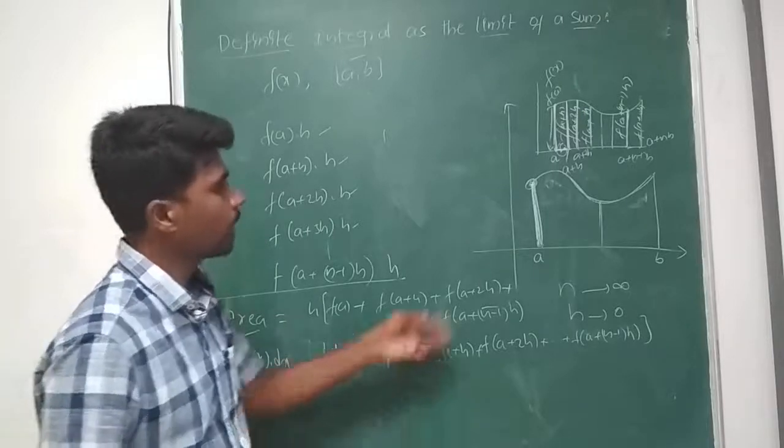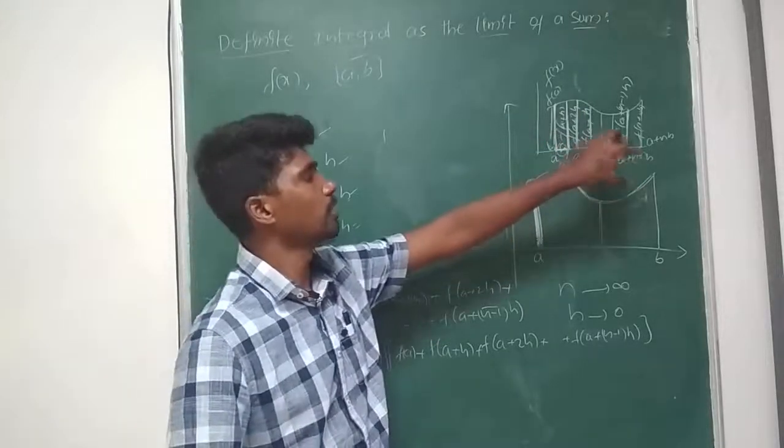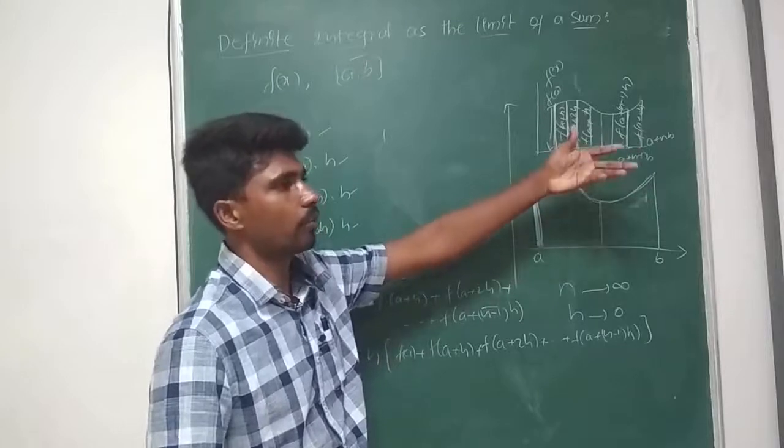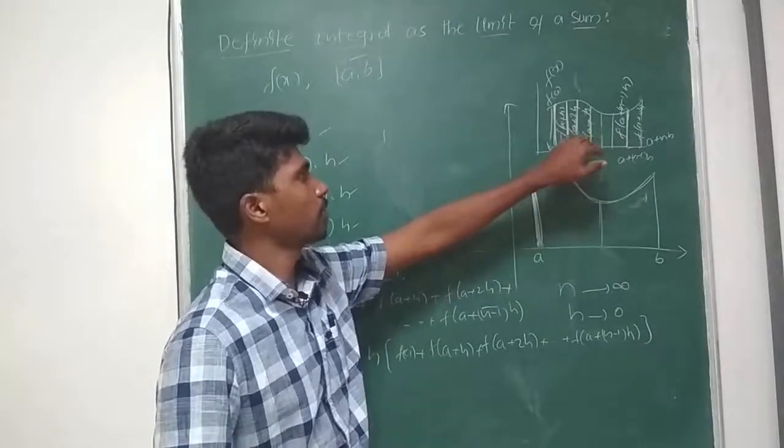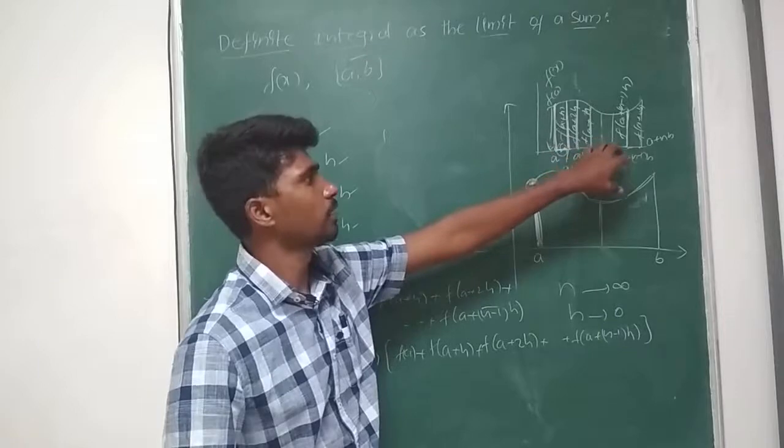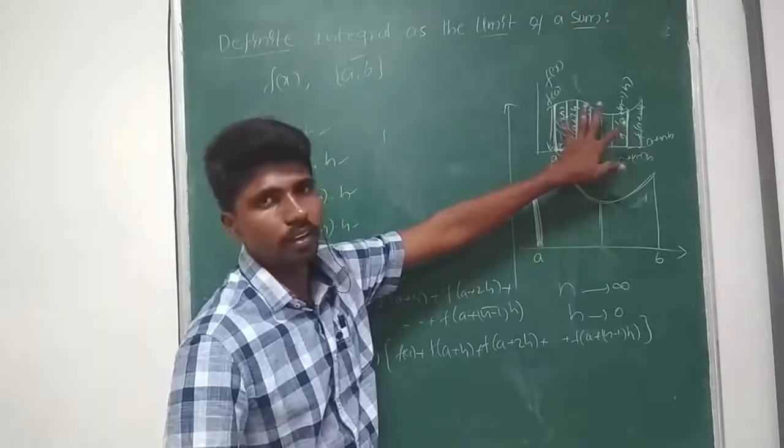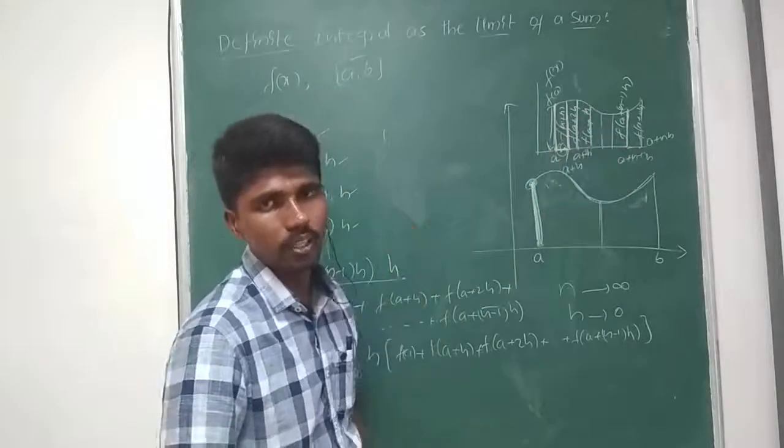The sum of the areas of these small parts combined together is nothing but equal to the area of the entire region. So this way we find the areas.